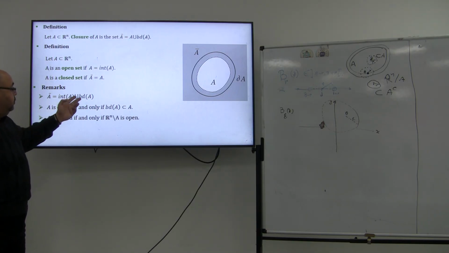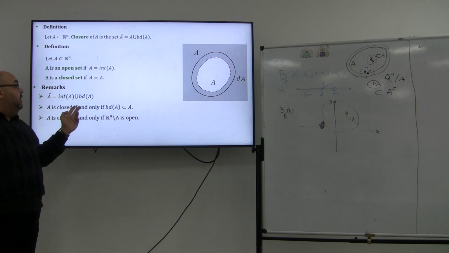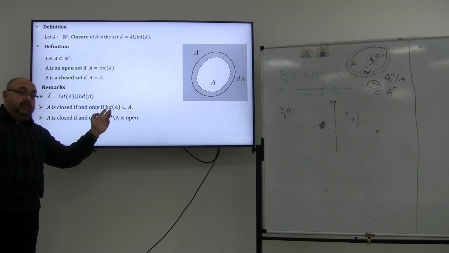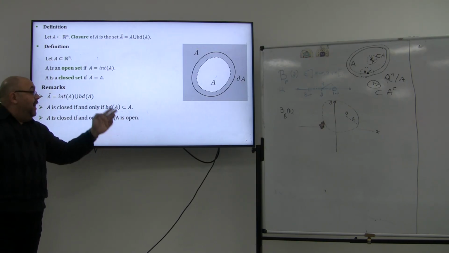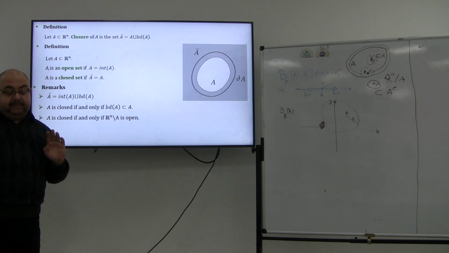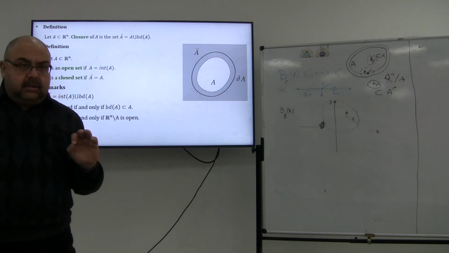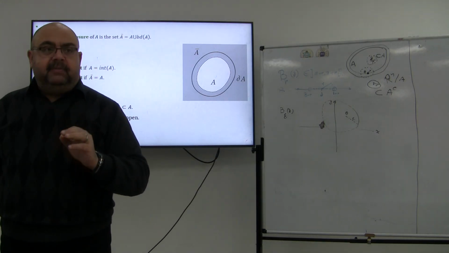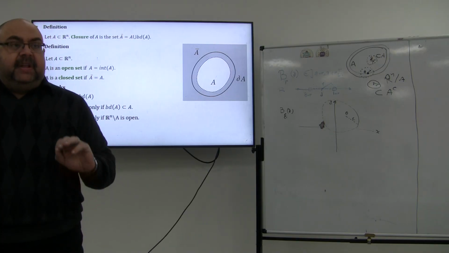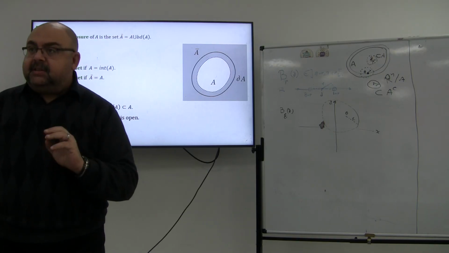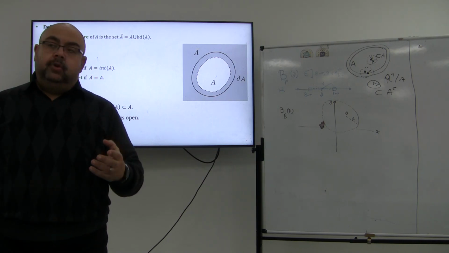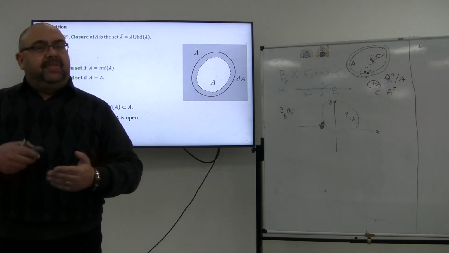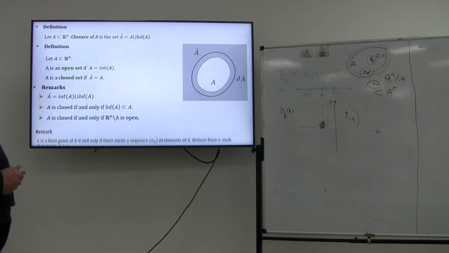Remarks: the interior plus the boundary is going to be the closure. A is closed if and only if the boundary of A is contained in the set, in the main set. And all of these I've tried to collect as much as possible from the statements that you may face in your exams, in a textbook, or in free reading, in order to see them all and what they stand for in this couple of slides.